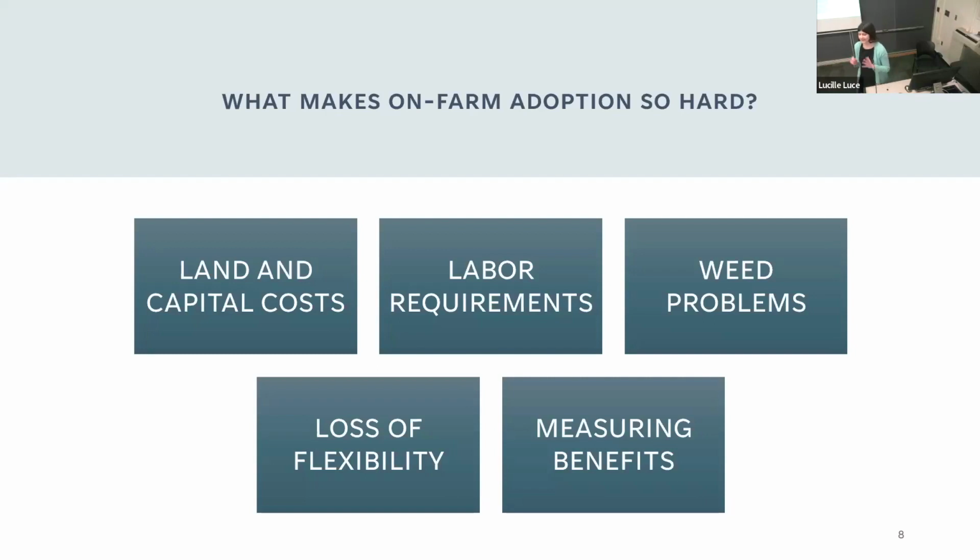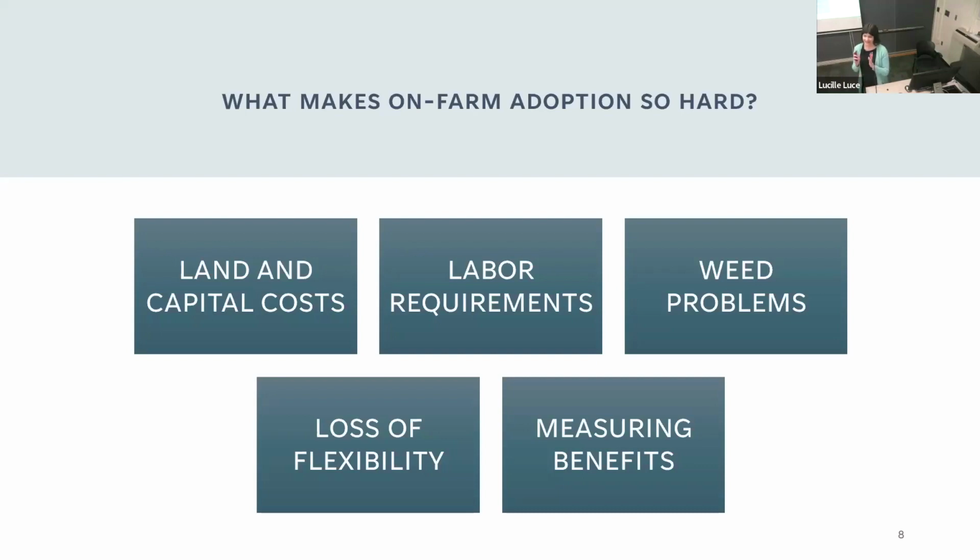First off, there's money, right? To establish a flower strip, you need some land and you need to buy some things, notably your flower seeds. Now, it is possible to get reimbursement for these expenses. For example, the USDA NRCS has a bunch of really great programs that can help farmers make up, or sometimes more than make up, the costs involved. But getting involved with those programs just exacerbates the second issue there, which is labor requirements.